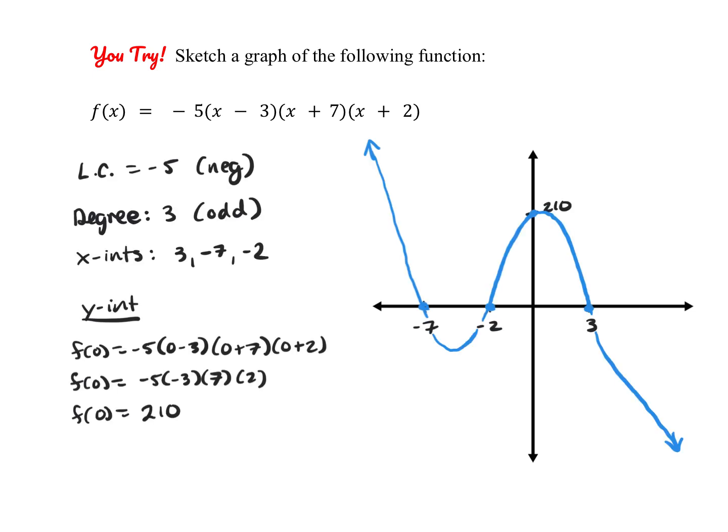Okay, go ahead and check the different features. The leading coefficient is negative, so the right side goes down. The degree is odd, so the left side should be opposite and should go up. Our x-intercepts are positive 3, negative 7, and negative 2. And our y-intercept is 210. So the only way to connect the dots is for your graph to look something like this.